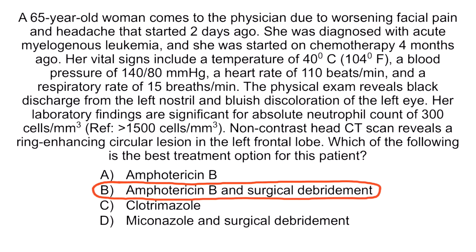So let's discuss why the other options are incorrect. Now, option A is incorrect because amphotericin B alone is not enough to treat mucormycosis. Surgical debridement is essential. You've got to cut it out. That tissue that died is dead. It's not viable. Now, options C and D are incorrect because clotrimazole and miconazole are topical antifungal agents that have not been proven to be effective against mucormycosis. Instead, systemic antifungal therapy with a strong gun like amphotericin B is needed. And that concludes our lecture on mucormycosis.